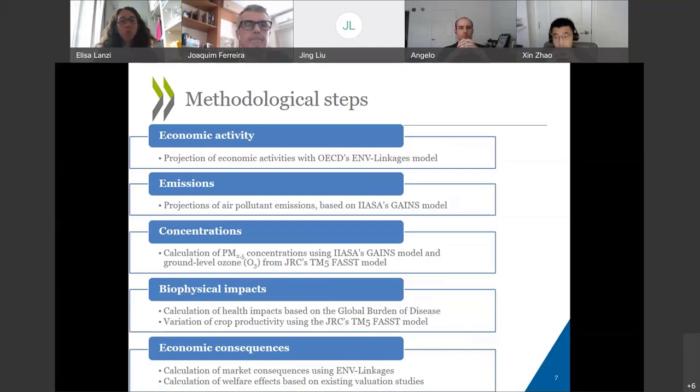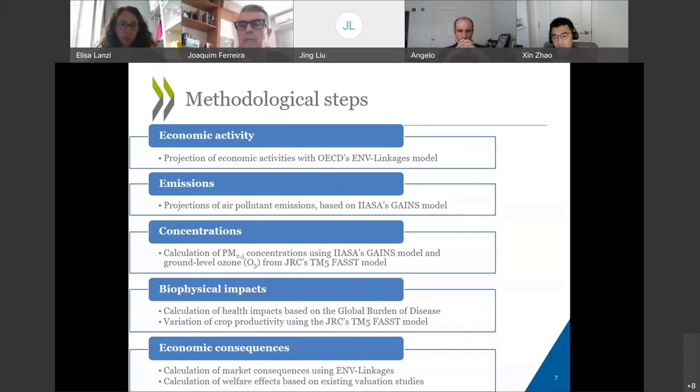Once we have the emissions, we go on to calculate the concentrations of two key pollutants. That's fine particulate matter, so PM2.5, and ground level ozone. This is because the concentrations can then be considered at the spatial level, and also they are the driver of the biophysical impact of air pollution, which constitutes our next step.